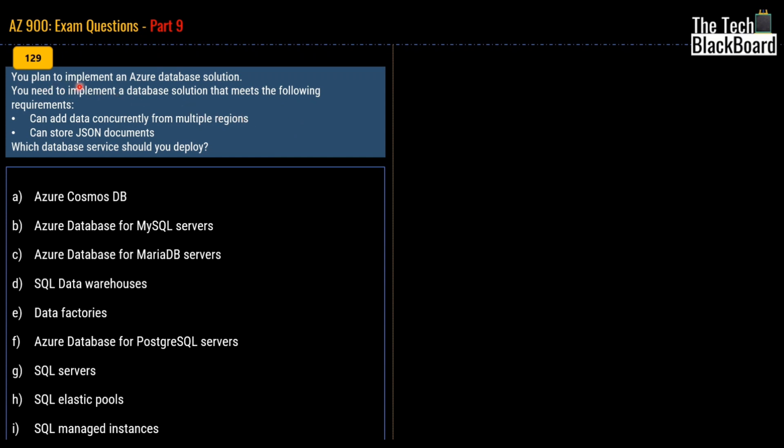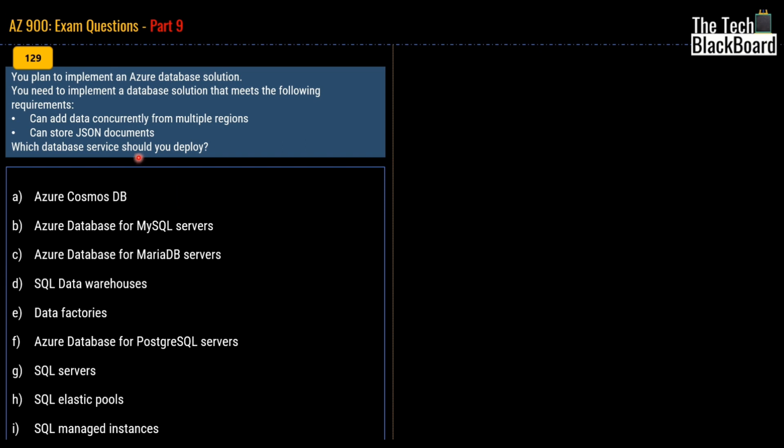It says you plan to implement an Azure database solution. You need to implement a database solution that meets the following requirements. Can add data concurrently from multiple regions and can store JSON documents. Which database service should you deploy? Now here you can see that Microsoft has given almost all the database connected services to confuse you a lot. But concentrate on the keywords so that you can find the answer easily.